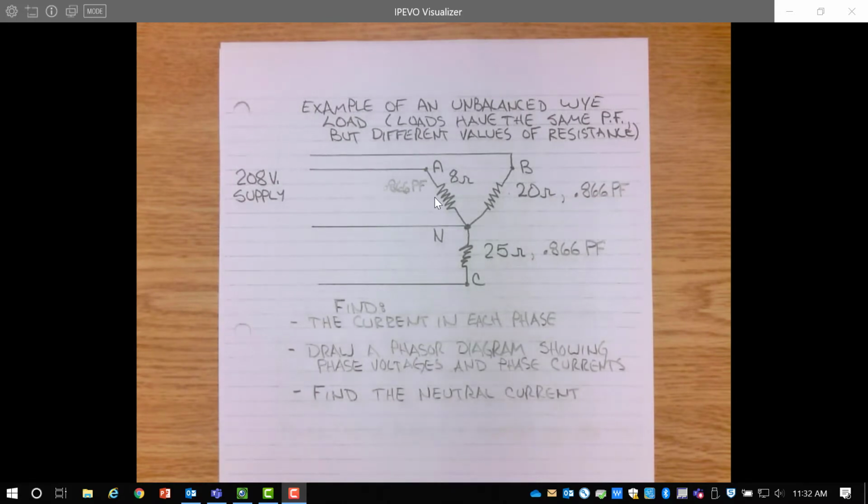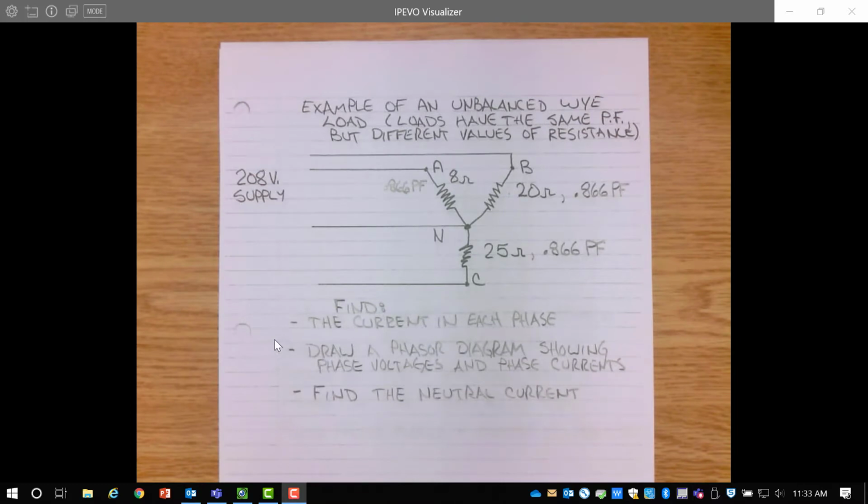In phase A to N, there is an 8 ohm resistor at a power factor of 0.866. Phase B to N is a 20 ohm resistor at a power factor of 0.866. Phase C to N is a 25 ohm resistor at a power factor of 0.866. 3 different resistors, all at the same power factor.